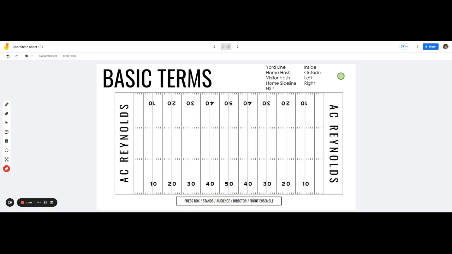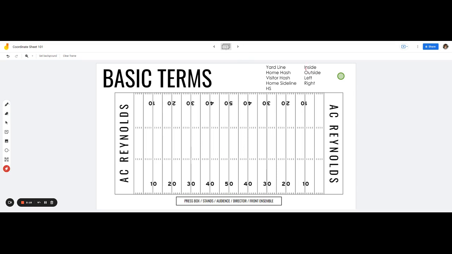On your coordinate sheet, you're going to see the letters HS, and that means home side perspective. So when your coordinate sheet talks about which side to be on, whether you have to be on the left side or right side, it's going to be written from the home side perspective. You are not going to be setting your coordinate sheet from there all the time, so just keep that in mind.